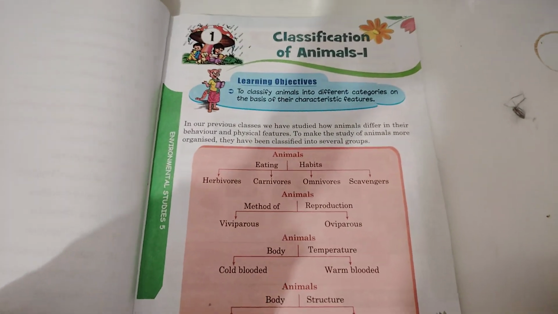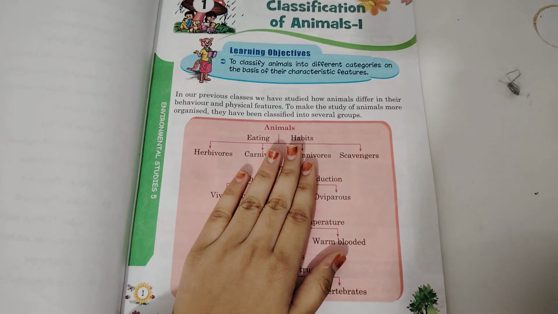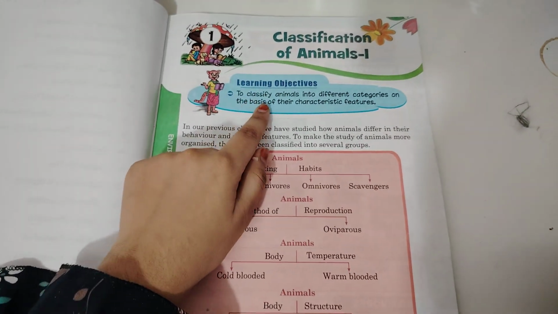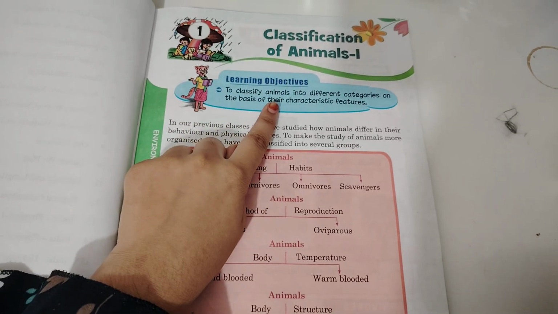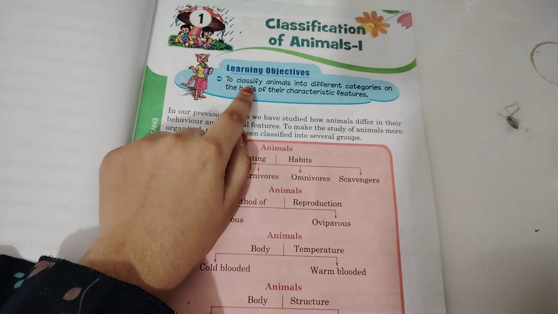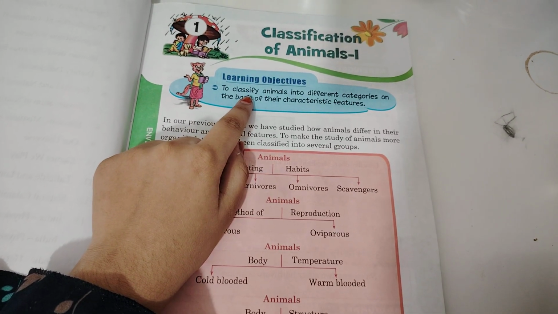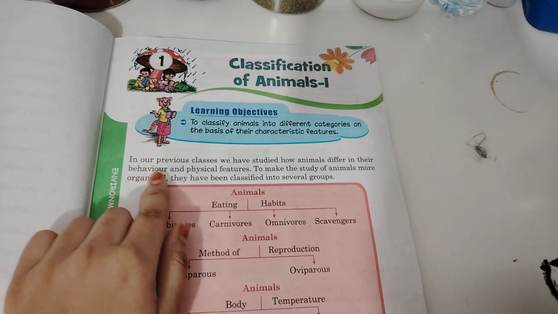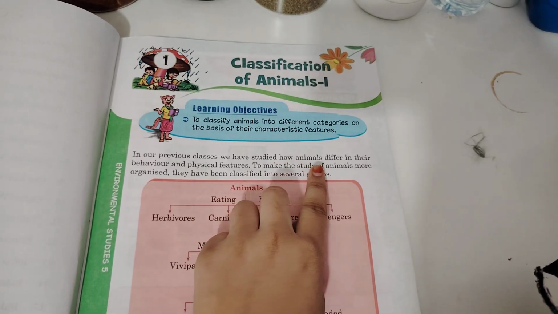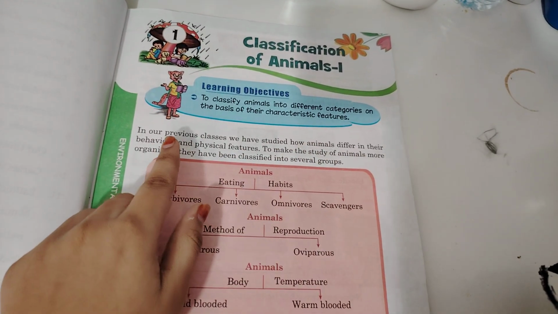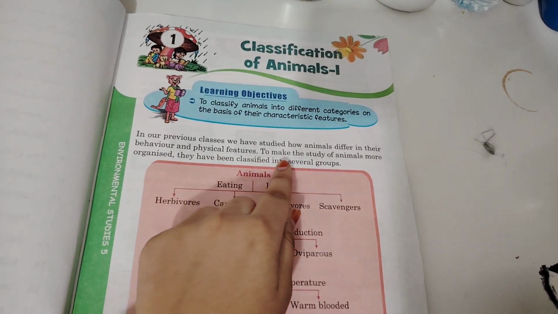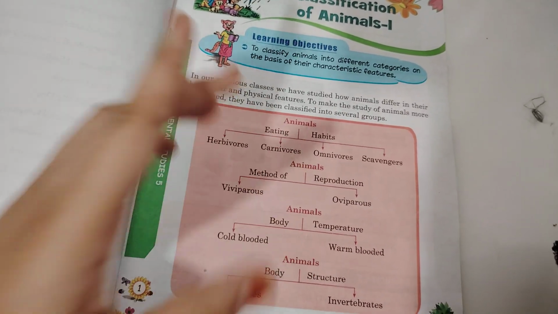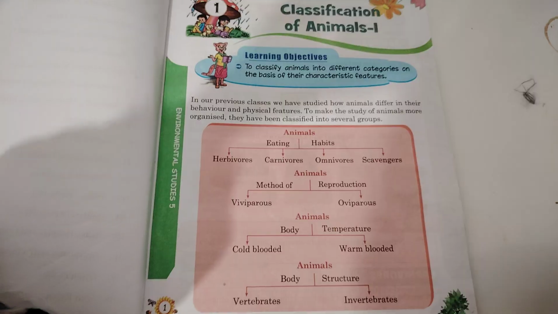So here we have got to the lesson. We have come to the lesson. So here are the learning objectives: to classify animals into different categories on the basis of their characteristic features. In our previous classes, we have studied how animals differ in their behavior and physical features. To make the study of animals more organized, they have been classified into several groups.